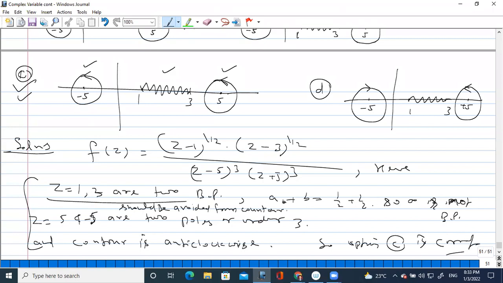Understood? So this type of question it is. Sir, our options have plus 5 and minus 5, so in the question we don't know if both are inside, but all options are having them, so we take it like that. Yes, yes. Whatever is the most appropriate answer, that is C.